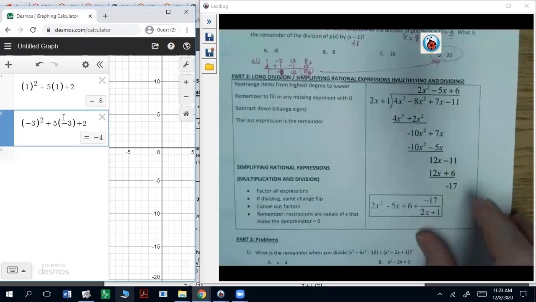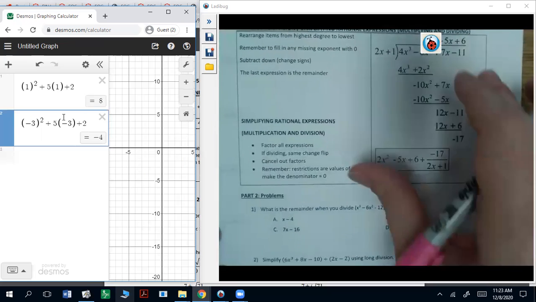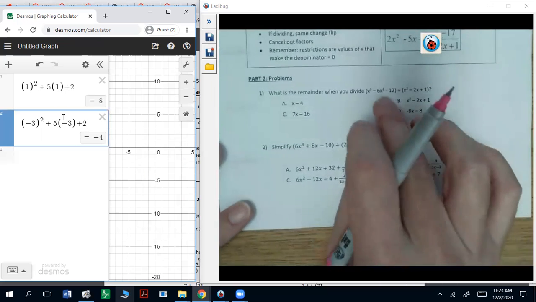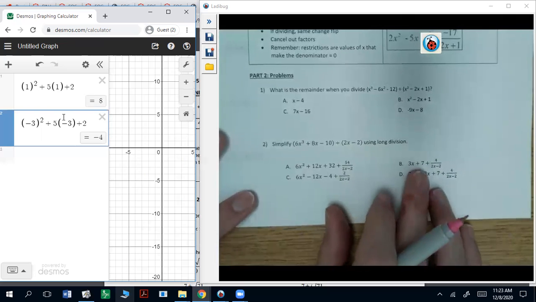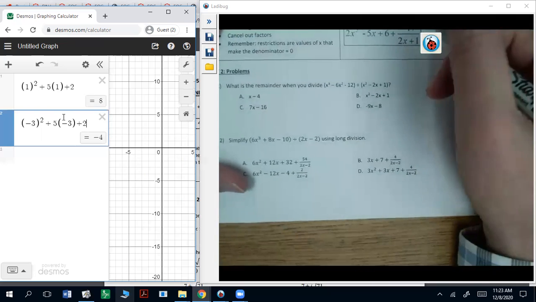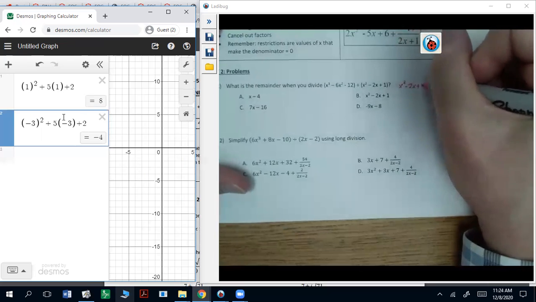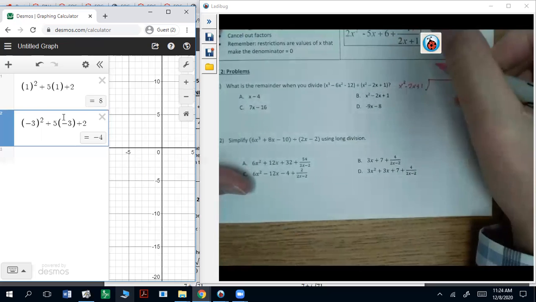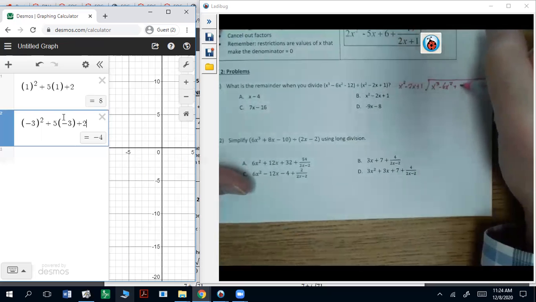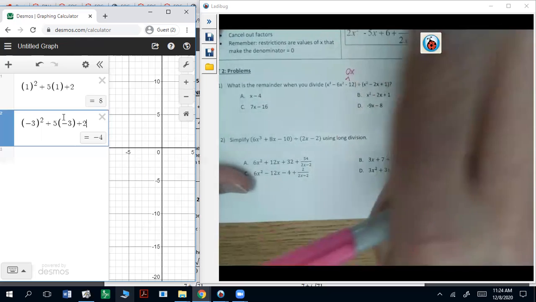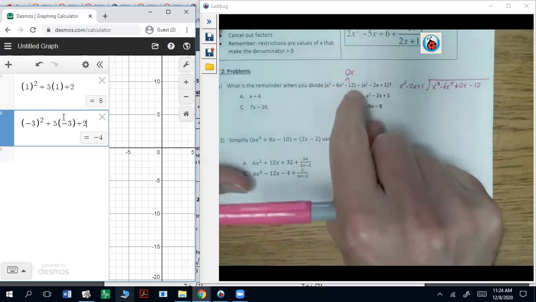Part 2 goes over the long division process. You can read through that on your own. What is the remainder when you divide these two values using long division? So let's go over the long division process. When you're doing long division, you want to insert any missing terms. So there's no x term, so we'll put a 0x there.